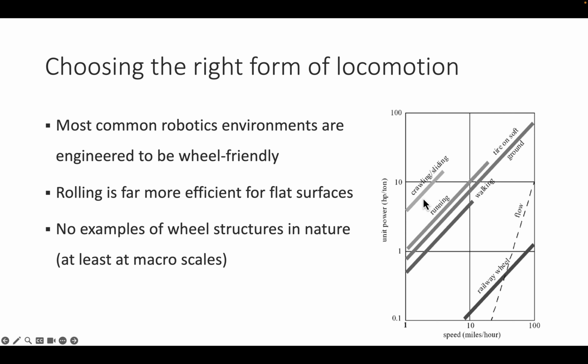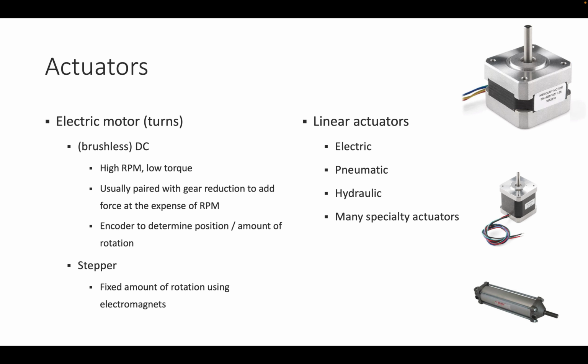So as a consequence, people have been terraforming the entire planet to be accessible with wheels, or not everything, but most of the things we care about, including in your houses and industry. And so this is why this is the dominant form of locomotion for now.